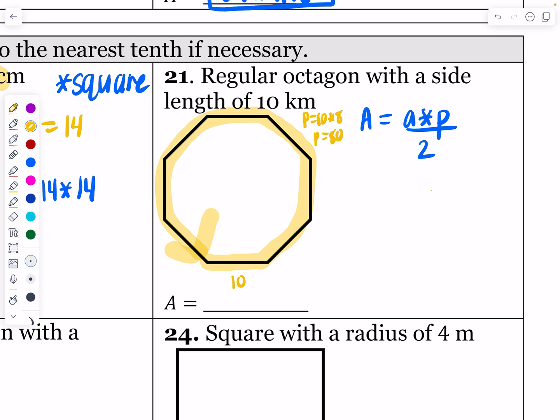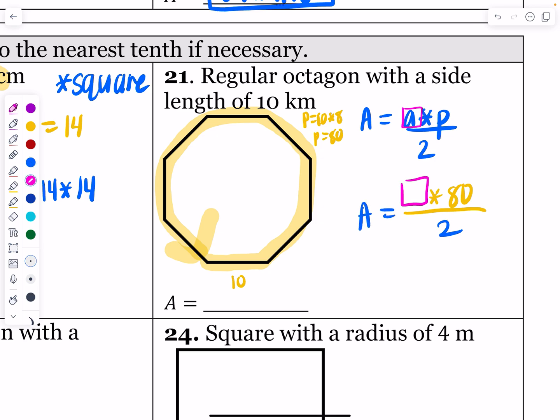So we got our perimeter. We need to find our apothem, though. Here's my perimeter. I need to find my apothem. So there's 80. We're going to end up dividing by 2. We just need to find our apothem. Okay, so we need to find the number that goes right there. So let's draw it in.